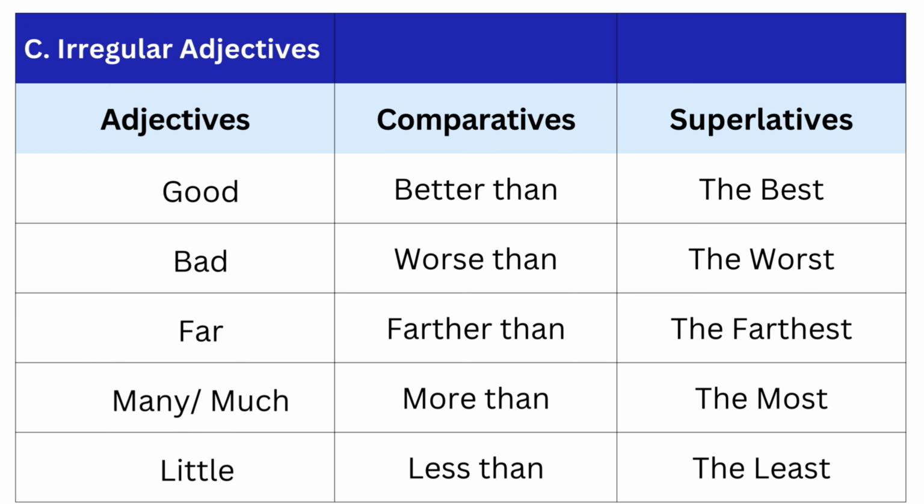For the third type of adjectives, irregular adjectives. These are adjectives that are not changed by only adding er or more or est or most. Okay, so it is changed. Good became, in comparatives, better. In superlatives, the best. Okay, and so on. You can take a look.